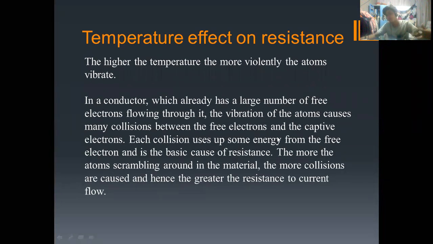The higher the temperature, the more violently the atoms vibrate. In a conductor, which already has a large number of free electrons flowing through it, the vibration of the atoms causes many collisions between the free electrons and the atoms. Each collision uses up some energy from the free electron and is the basic cause of resistance. The more the atoms scramble around in the material, the more collisions are caused, and hence the greater the resistance to the current flow.